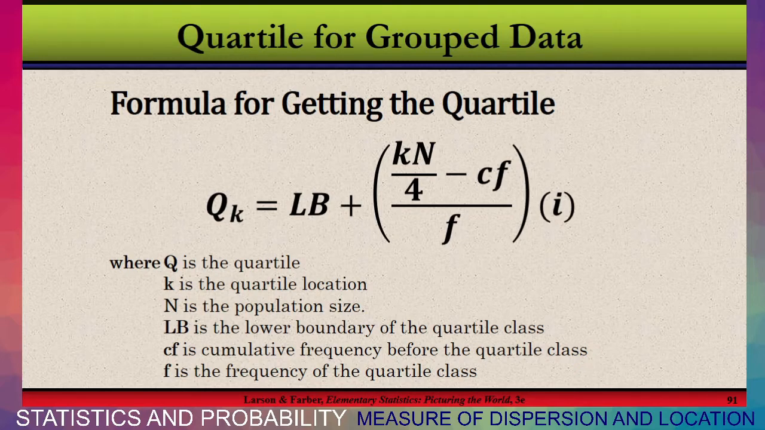Halos kaparehas lang din naman siya ni median. Nag-iba lang talaga, si Q sub K, siya ay median. Si Kn over 4, siya ay N over 2. Okay? Then, yung mga LB, CF, at saka frequency, papalitan lang natin siya ng median class, kung sa median. Pero pag pinag-uusapan si quartile, quartile class siya, hindi siya median class. Okay? Ganun din pa rin yung process niya ng pag-solve. So, mag-proceed tayo sa example.